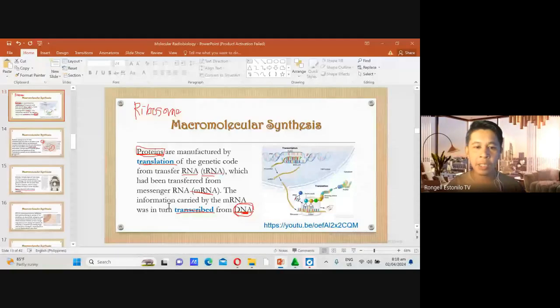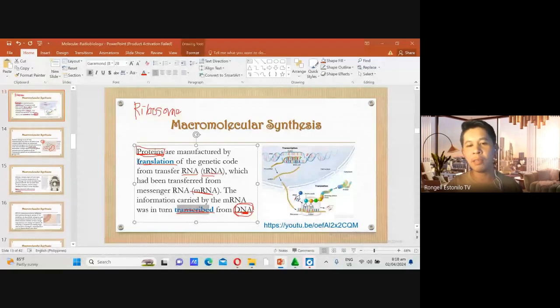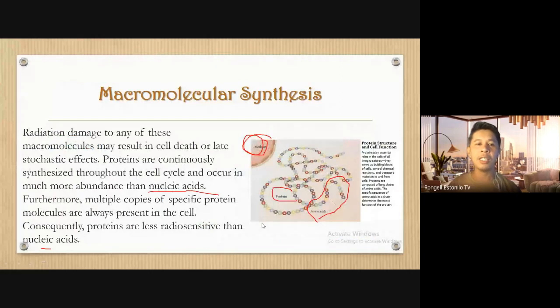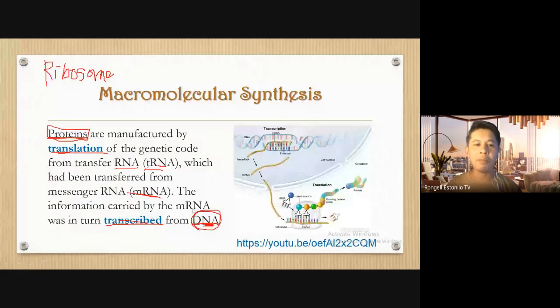Okay, so at least with the help of the Amoeba Sisters na-define natin the two steps, the transcription first and the translation. Of course, we said that the DNA is the mastermind, siyang nagko-code, but hindi ma-accomplish kung walang mga messenger at saka walang transfer RNA.